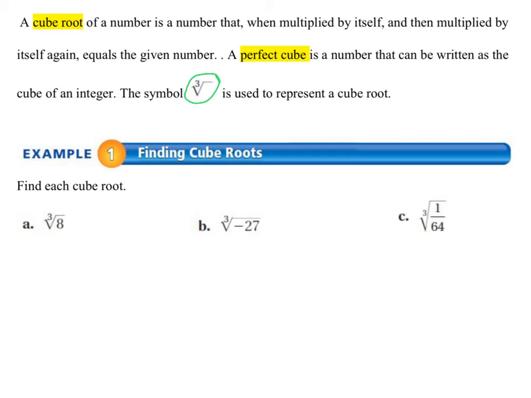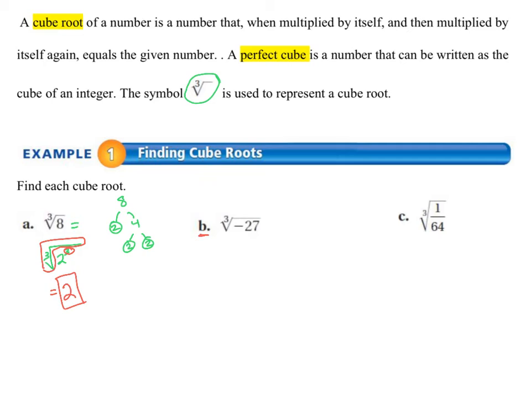So for A, we need to think about what times itself gives us 8, or think about what factor pairs you know for 8. So if we think of 8, it's 2 times 4, and 4 is 2 times 2. So we know 8 is equal to 2 to the third. Just like with square roots, cube roots and cubing a number cancel each other out. So all these things cancel out. The cube root of 8 is 2.